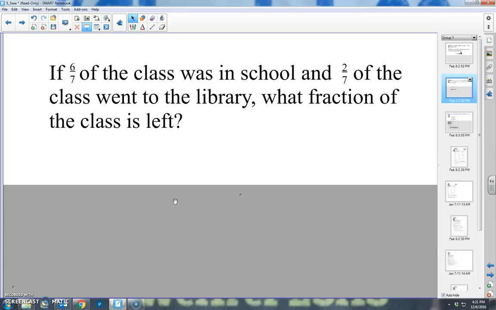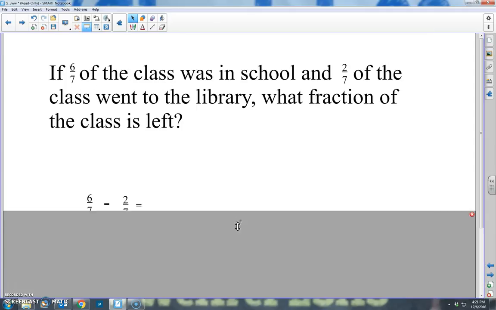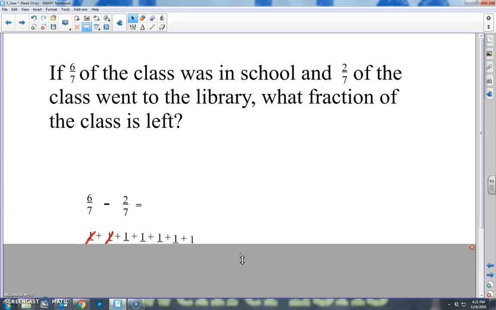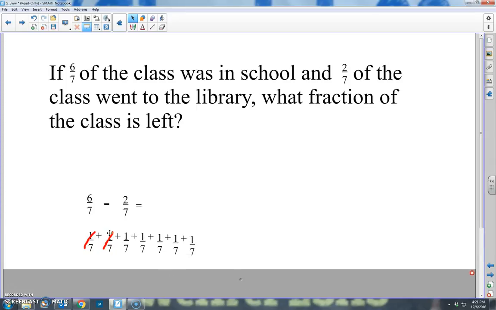If 6/7 of the class was in school and 2/7 of the class went to the library, what fraction of the class is left? Again, all we're going to do is subtract. The denominators are the same, so we're going to take 6 minus 2. If we put all the sevenths out, 1, 2, 3, 4, 5, 6, 7. 6 minus 2, yep.